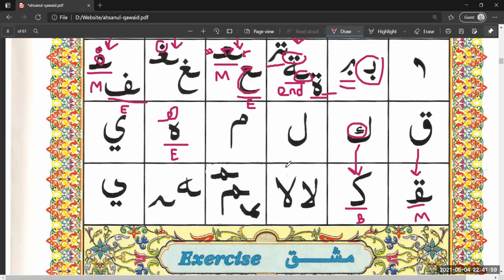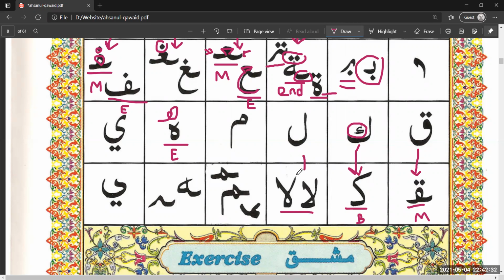Now, this next letter is 2 letters connected. These are lam and alifs. So when lam and alifs are connected, when those 2 letters are connected together, this is what they look like. So this would be lam, alif, la. Lam, alif, la. So sometimes they're written like these 2 forms that you're seeing here.